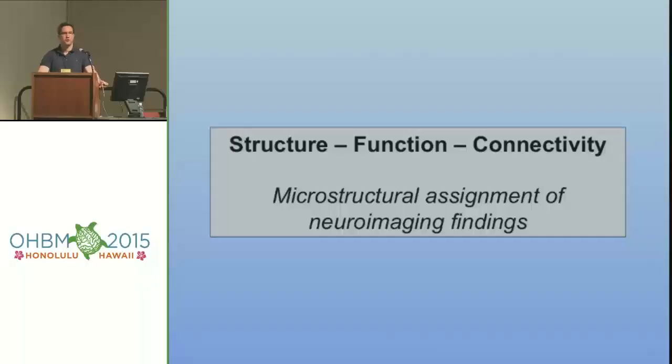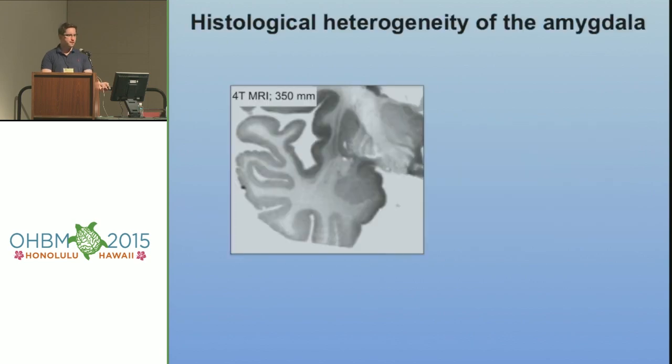Now, what can you do with that in order to really get sort of closer towards a multimodal understanding of local brain organization? There are basically 2 fundamental directions. One is that you start out with the imaging and then you allocate your imaging findings to histological areas. And I would like to illustrate that a bit using the amygdala as an example. So if you look at a high resolution image of the human amygdala in vivo, you can see it quite nicely. So it's a 350 millimeter at 4 Tesla. You can see it very nicely, but you don't see a lot of internal subdivisions.